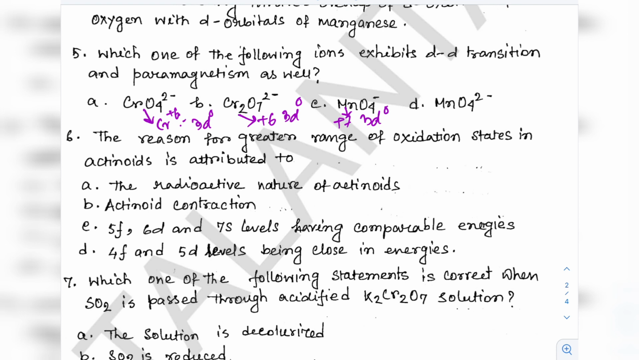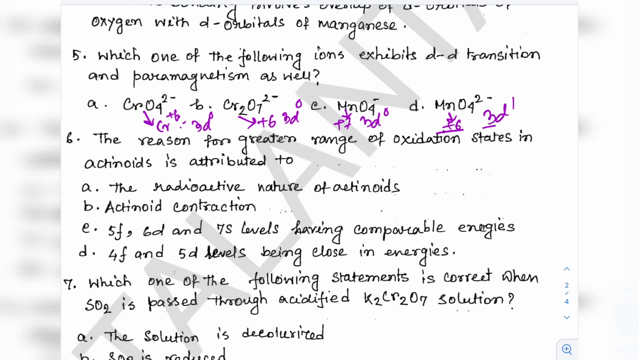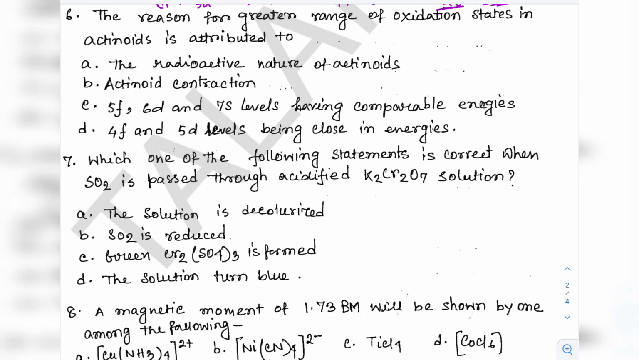MnO4 2 minus, it's Mn in +6 state, so one electron remains. So this is a 3d1 system. So here d-d transition is available, and due to the presence of this 3d1 one unpaired electron, it is paramagnetic in nature. So option D is the correct answer. We'll move to question 6.